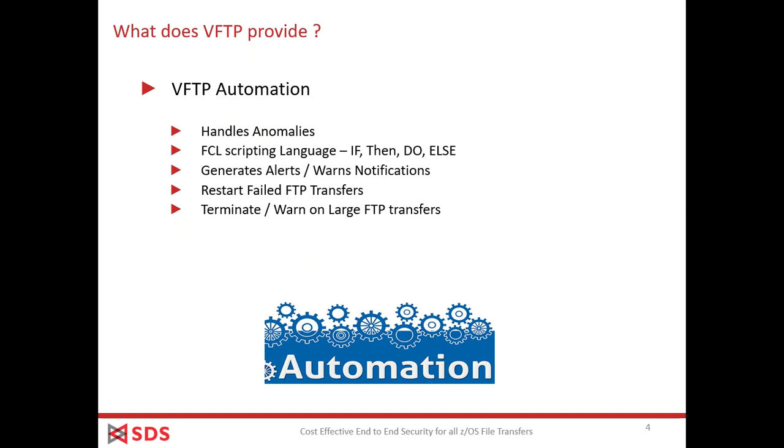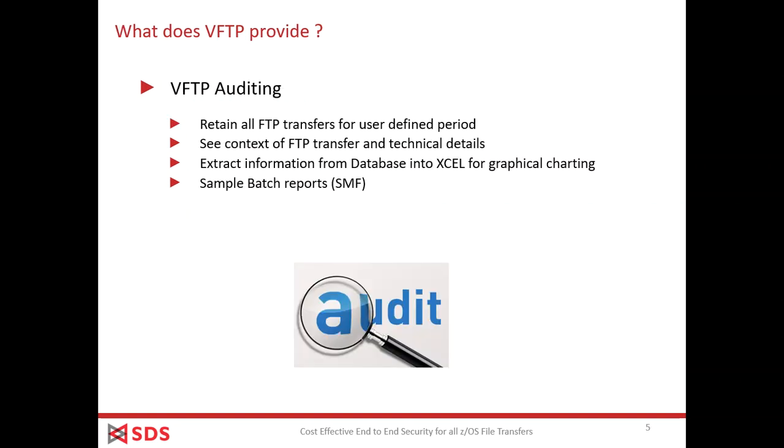VFTP also has an automation component, something called FCL, or FTP Control Language, which allows customers to code these statements within their batch jobs. So you can use statements like IF, THEN, DO, and ELSE. An example might be if a batch job or FTP step fails, you can write this automation to wait a couple of minutes and retry the operation. If that fails, then send a message out to the network team and also post a message on the system console to let people know that this critical batch job has failed. Certainly something that some of our customers use, but that is also available in the product.